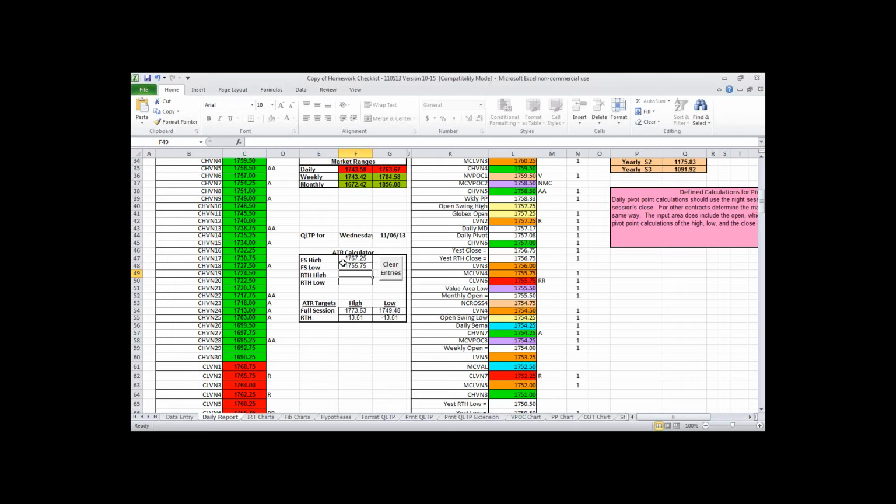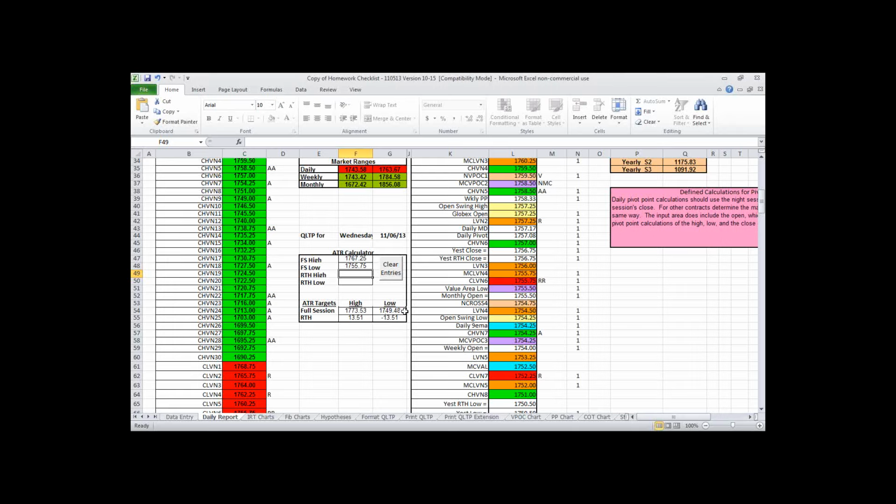Taking a look at the full session high and low and the ATR targets. Full session high so far is 1767 and a quarter. Full session low is 1755.75. So we've actually got an ATR target to the upside at 1773.53. Pretty interesting considering that our all-time high and that Globex high is at 1773 and a quarter. So this shows us that we have room to hit that.